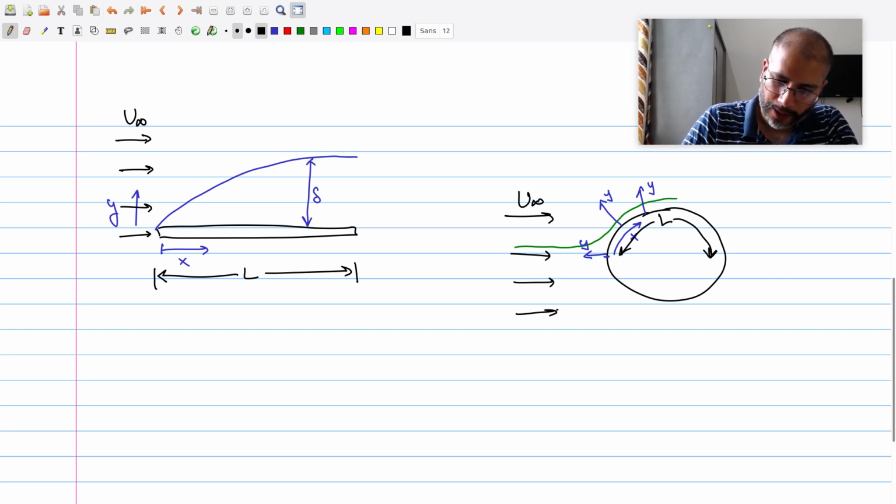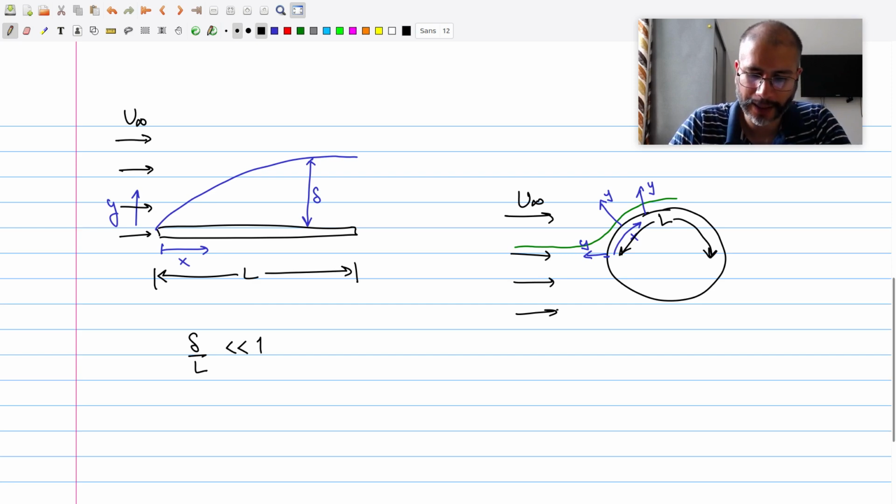The other assumption that we will be making is of thin boundary layers, that is delta by L is much less than 1. The other day we said that delta by L has to be less than 0.1. So, let us keep it quite small. So, then the thin boundary layer approximation is valid.